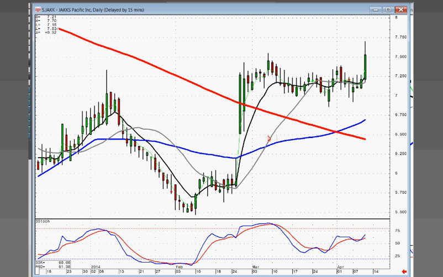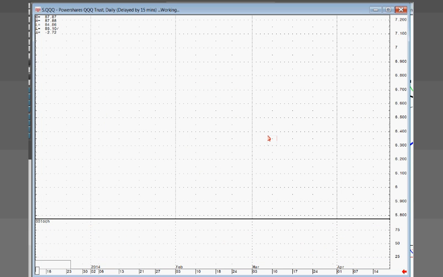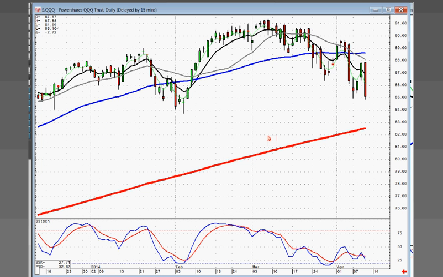So what will the QQQ do? Well, it's the same thing as the NASDAQ. It's probably coming back down to the 200-day moving average.